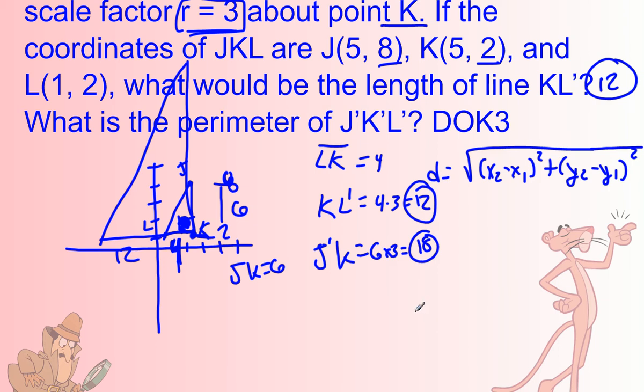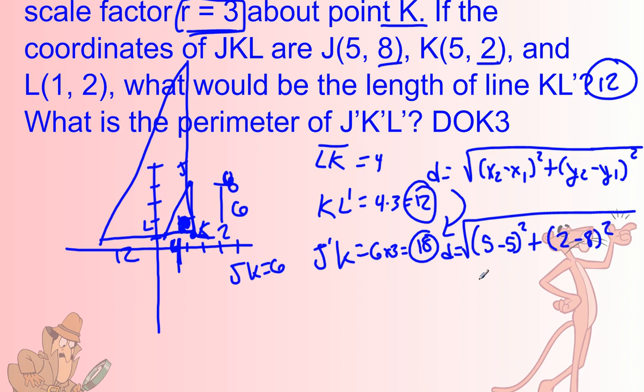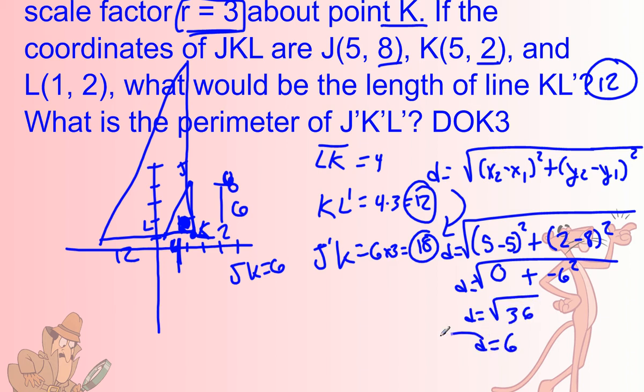All right. Everybody following so far? We could have also used the distance formula, plugging in the points of, let's see, what am I doing? I'm doing J and K. I could have done d equals the square root of 5 minus 5 squared plus 2 minus 8 squared. That gives you 0, and that gives you negative 6 squared. D equals the square root of 36. D equals 6. That is the distance from J to K.